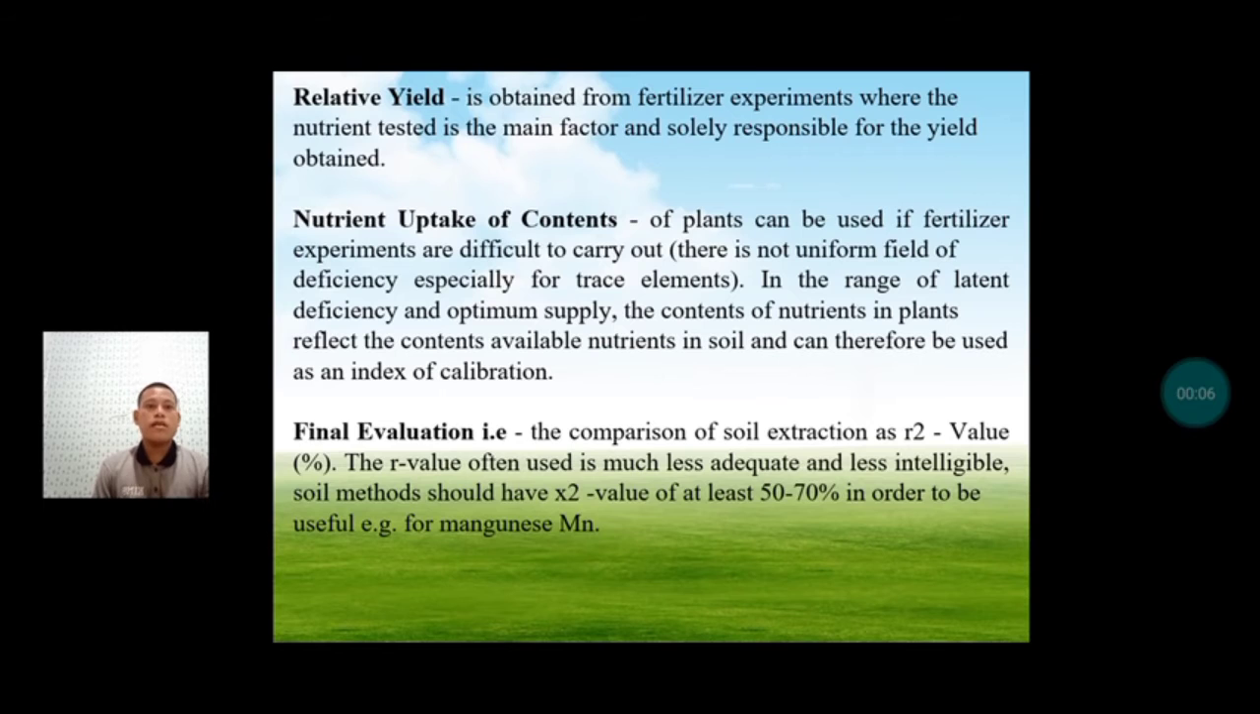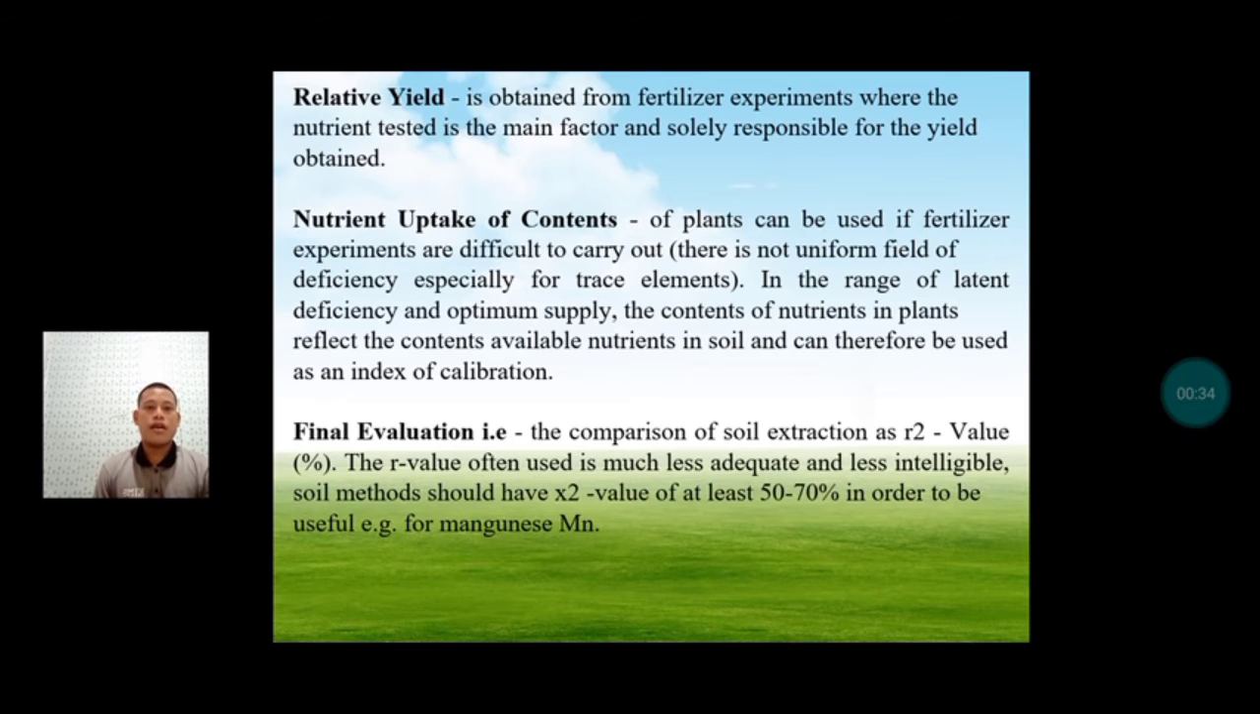Relative yield is obtained from fertilizer experiments where the nutrient tested is the main factor and solely responsible for the yield obtained. So relative yield means that we can find the result of the fertilizer experiment by the plant's fruits after harvesting, to see if it is good or bad production. The fertilizer experiments are responsible for the plant's growth.